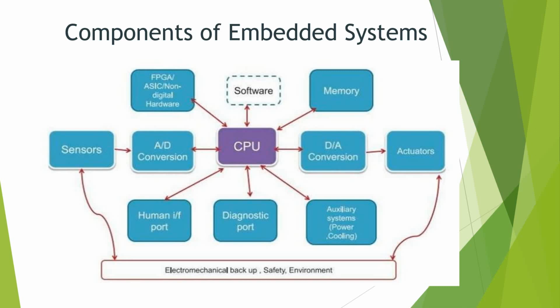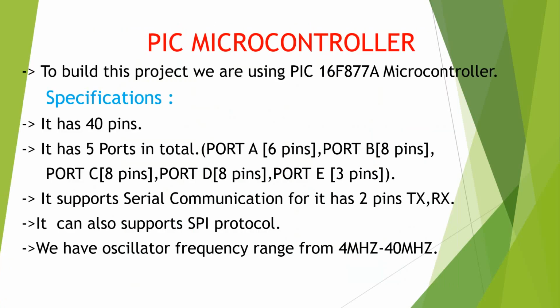Coming to the memory, two types of memories exist, RAM and ROM. Random access memory is used for general purpose operations, and ROM is a permanent memory in which we can store data. FPGA is a field programmable gate array, and different types of IC chips are used in this FPGA. This is the basic block diagram of embedded systems.